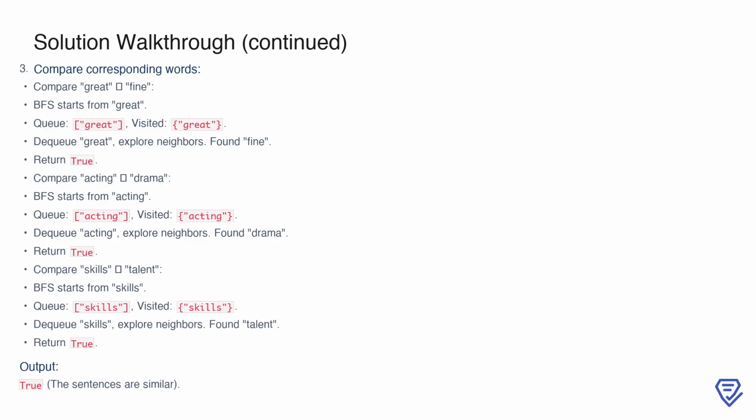The process repeats for the next pair, acting and drama, where BFS starts at acting. Again, we explore its neighbors and find drama, returning true. Finally, for skills and talent, BFS starts at skills, and we find talent in its neighbors. All comparisons result in true, so we conclude that the sentences are similar, and the output is true.